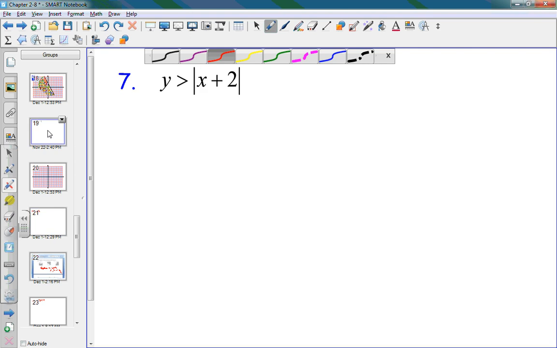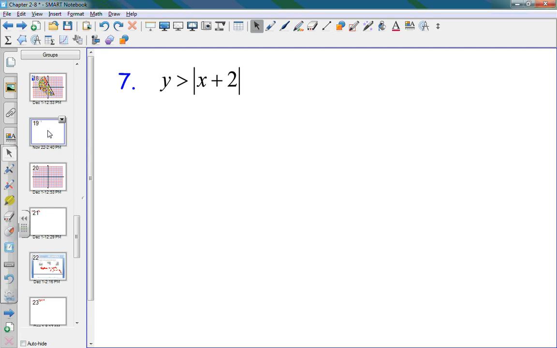Number 7. What's 7 going to look like? What is 7 going to be in the shape of? A V, because it is an absolute value, correct? So since it's an absolute value, my question is how do I graph this?